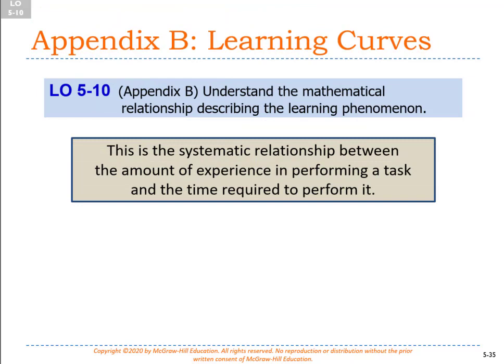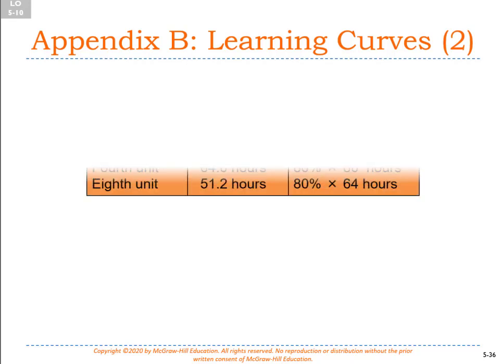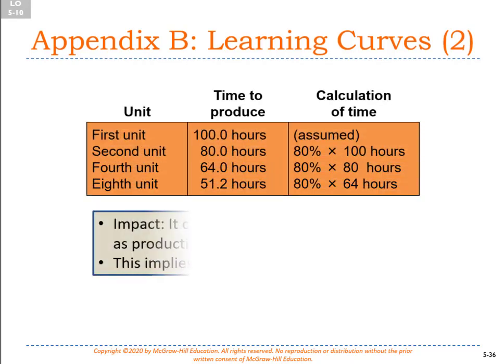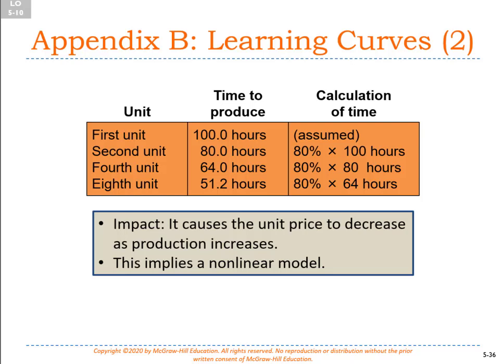Appendix B talks about learning curves. That's the idea that as you do things more, you learn, and get better and faster at it, and we can actually use that in predicting. For instance, an example next where we talk about first unit's going to take 100 hours, second unit 80 hours, fourth unit 64, eighth unit. You see that's a pretty fast learning curve. We've already reduced our cost down from 100 hours to 64 hours over making 8 units.